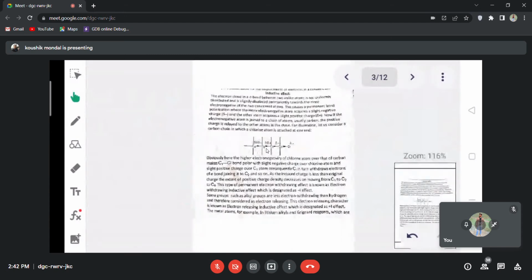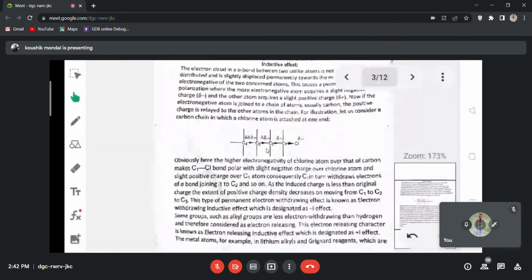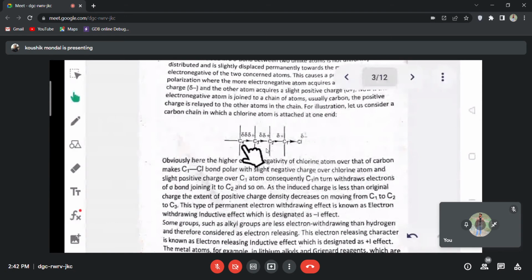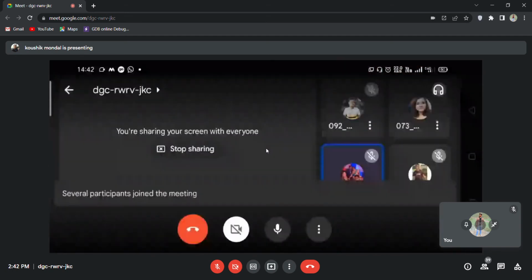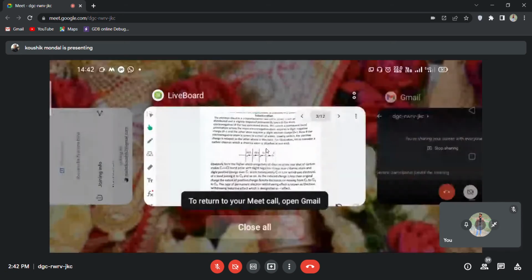Okay, so the simple picture of inductive effect can be drawn like this. Here Cl is the more electronegative atom, so this carbon center will be much more positive, and this Cl will be much more negative. So this is basically the inductive effect.